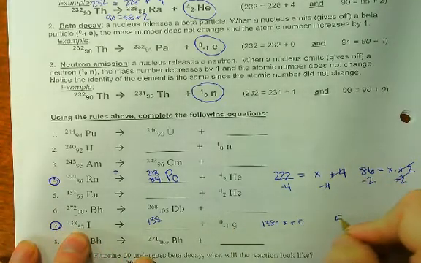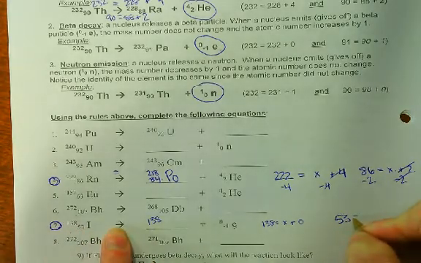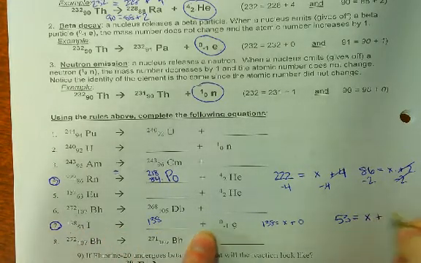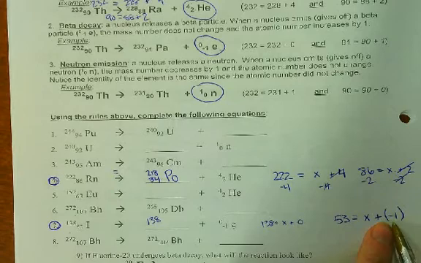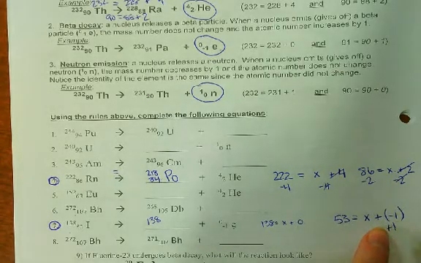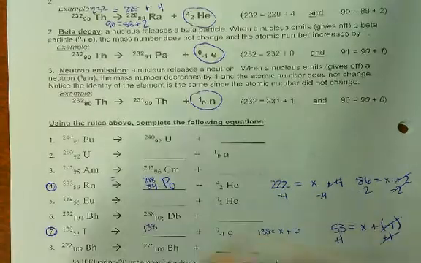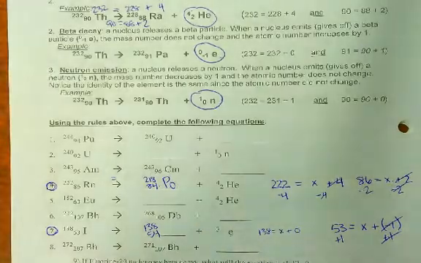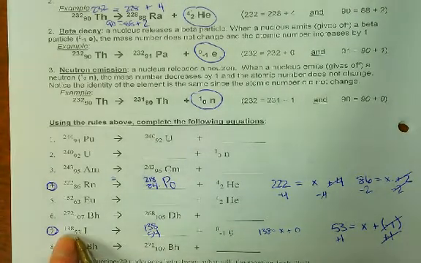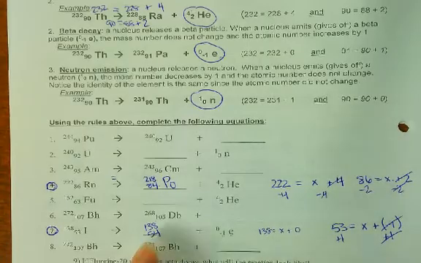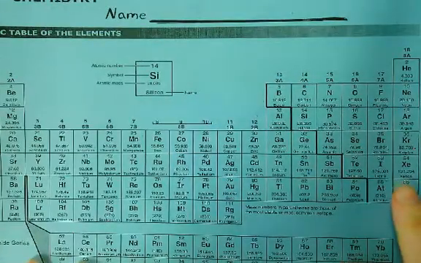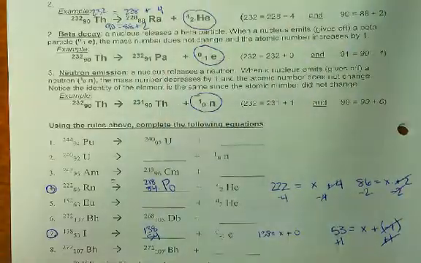Now on the bottom, what I have is 53, and the arrow we're going to say equals blank, so x plus -1. Okay. So in order to get rid of -1, I need to add 1 to both sides, because -1 is canceled out by adding 1. So this would be 54. All right, you all see that now? So now what I have is 53 equals 54 plus -1, or 54 minus 1. So element 54 on the periodic table is right here, xenon, Xe.